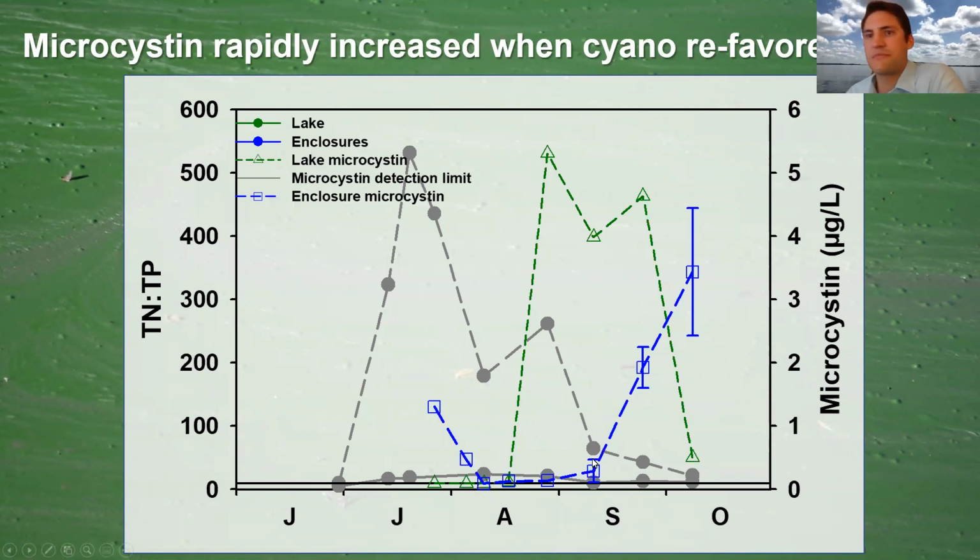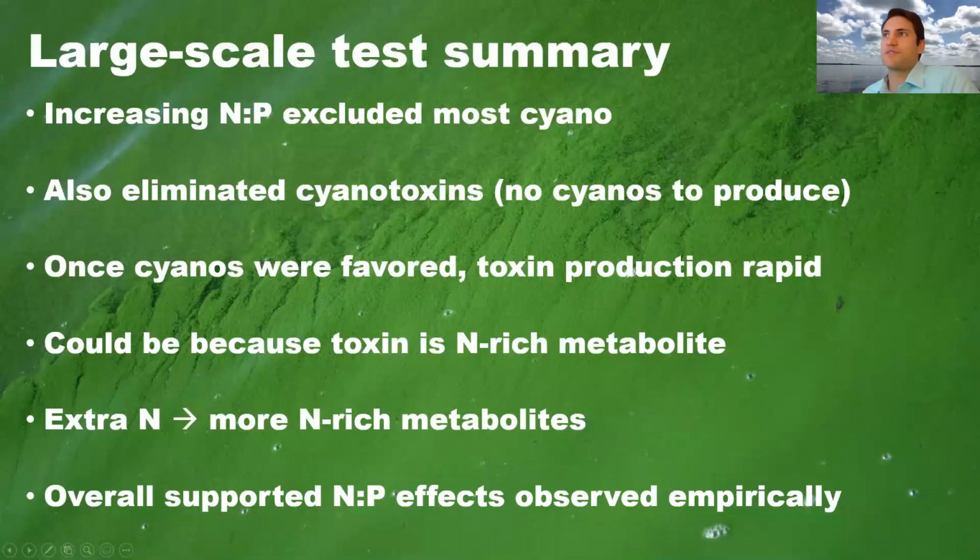Sometime in there, cyanobacteria started to produce toxins, and then they ramped up very quickly towards the end of the season, even though in the lake you can see the toxin is going down, but in the enclosures it went up. So a summary of what this experiment was about is that we did increase the N/P ratio a lot, and it did indeed exclude most cyanobacteria, not all, but most. It also eliminated the toxins that are associated.